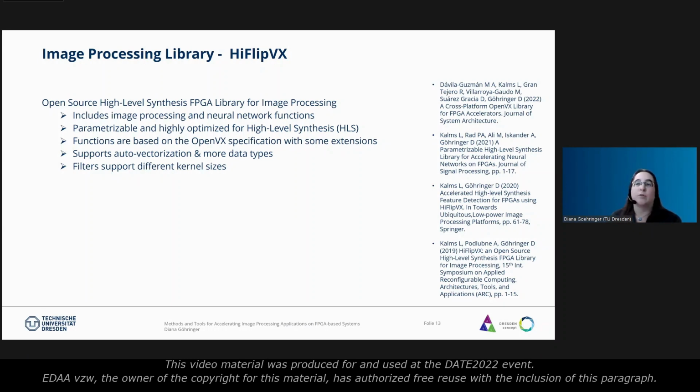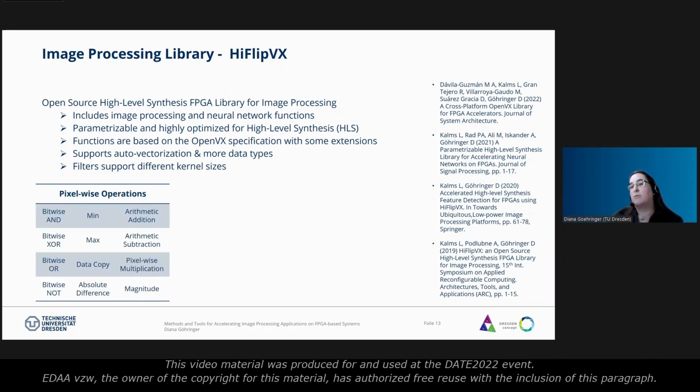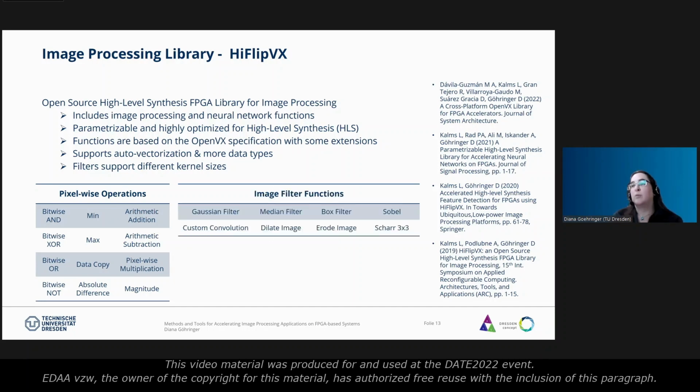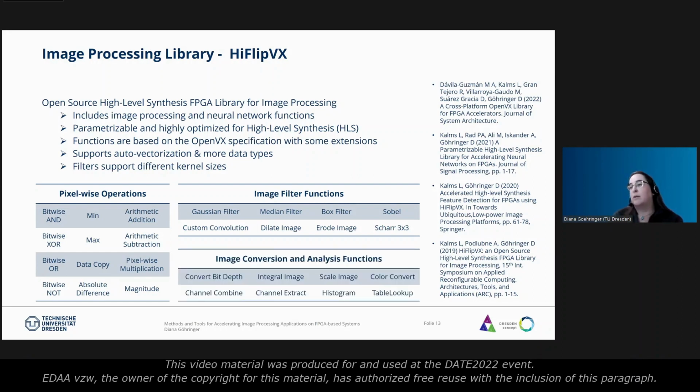And the filters support different kernels, for example, 5x5 or 7x7 kernels. And we have different types of operations. Simple bitwise operations, for example, are shown here, like arithmetic subtraction and addition. Typical image filter functions like a Gaussian filter or median filter. Of course, convolution is important for the neural network functions, and also image conversion and analysis functions, such as making a histogram.